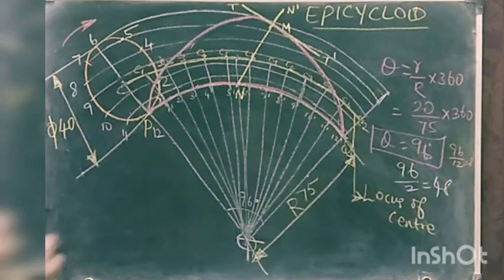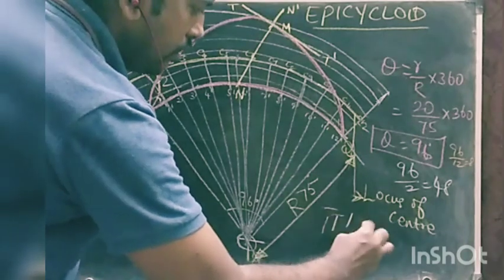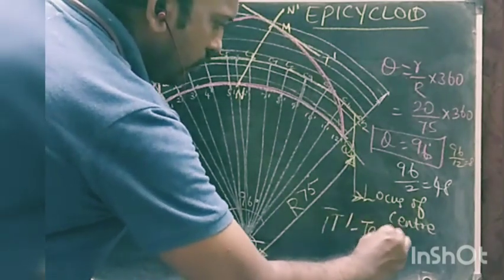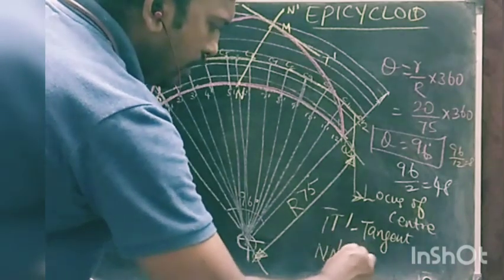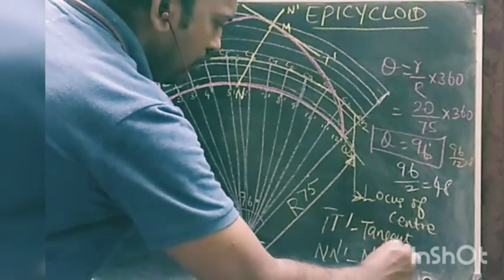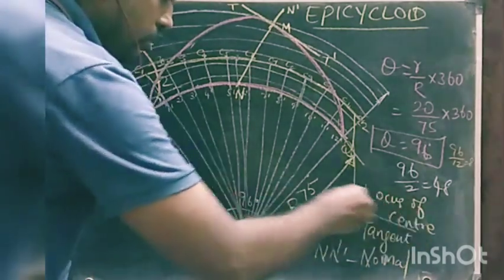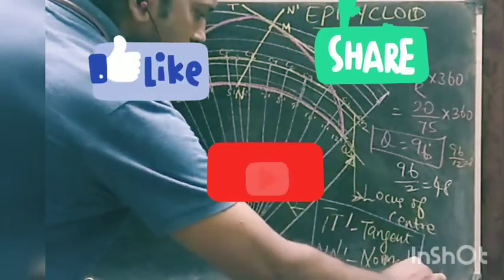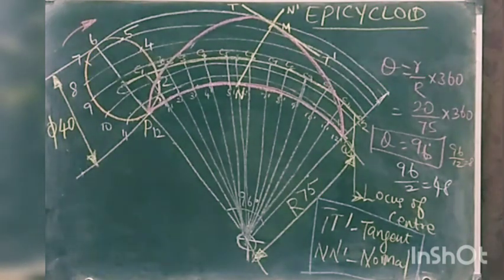Okay, so once after finishing it, just make a note of it. T T dash is nothing but the tangential line, or the tangent. And N N dash is the normal. You mark all these things and put them in a box so that it will be easy for us to earn good marks. Okay, so that's the end of this problem.